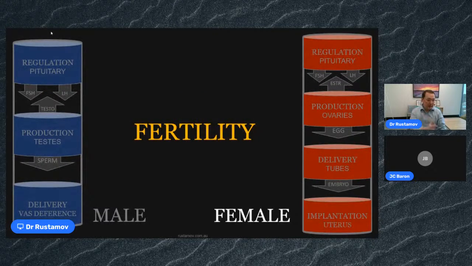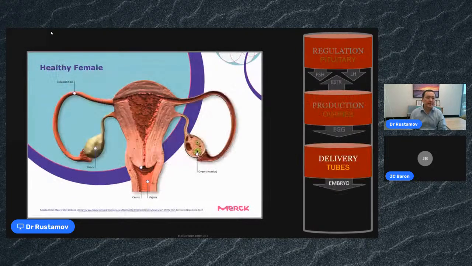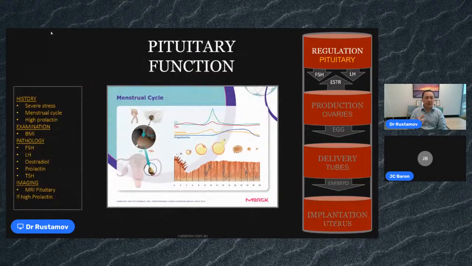We will mainly focus on female infertility next week. This week we will be covering male infertility. Again, we'll just run through the fertility process quickly. For healthy reproduction, we need optimal regulation of reproductive function, then production of eggs and delivery of eggs to the tubes, by the tubes, and the delivery of the embryo to the uterus and implantation. These are the four different levels. In our fertility workup, we focus on establishing if there is any disruption at any of these levels. So let us start from the regulation.